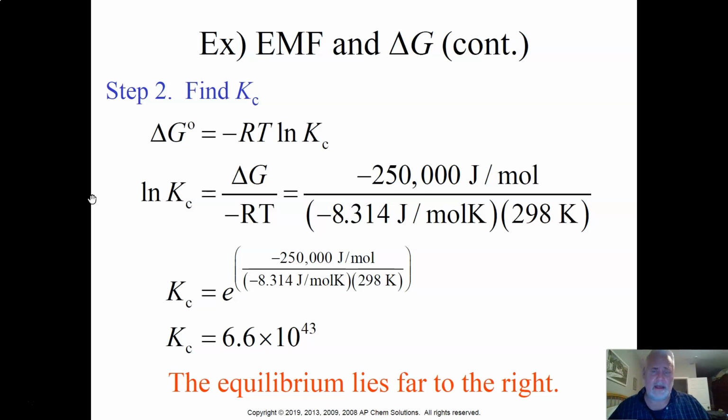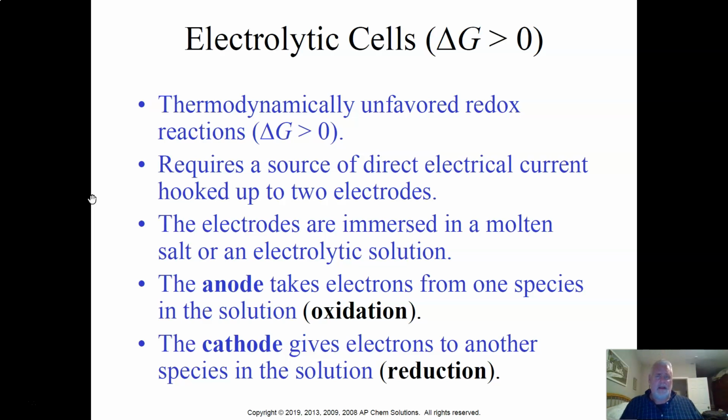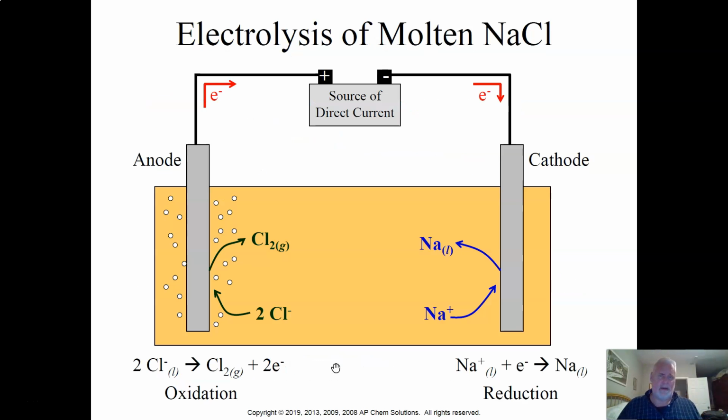Okay, so here we have a scenario where we're going to be making something called electrolytic cells. Those are the ones where you have to plug them in to make them work. Delta G is greater than 0. They are not thermodynamically favored. So highlight this first line and then highlight these last two statements. The anode will take electrons from one species, and the cathode will kind of forcibly give them through some sort of power source.